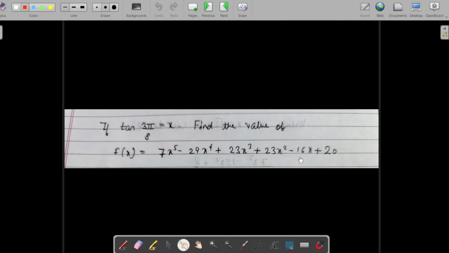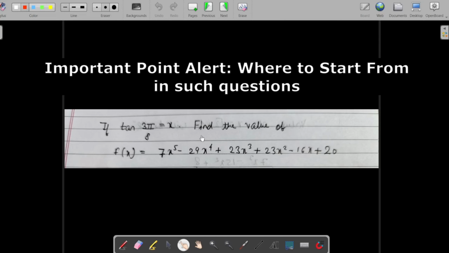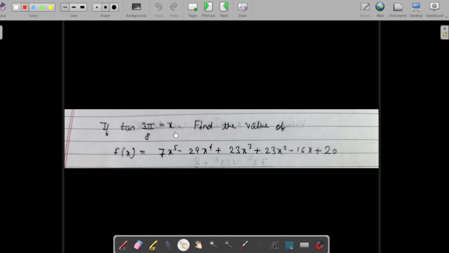So how do we proceed about it? In such questions, we always start with this value, because herein lies the expression that we will require to find this expression. How? Let's start. We have tan 3 pi by 8 is equal to x. Let us find this value. First, let us write it in terms of a value that we can easily recognize, or that we can easily calculate.